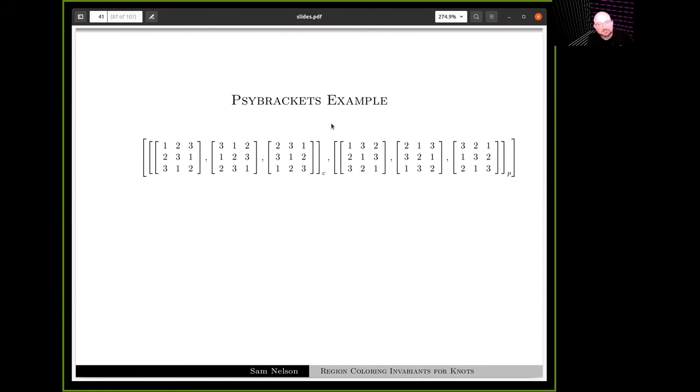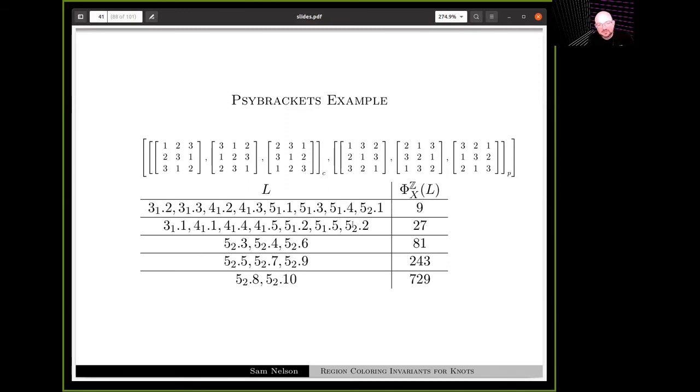So here's an example of a psi bracket. This three tensor over here is the classical crossing operation, and then this three tensor over here gives us the pseudo slash singular tri-bracket operation. So just with this one small three-element example, we're able to sort the list of all pseudoknots with up to 10 crossings into these five bins based on how many colorings they have. This one is not a complete invariant, but it's just one very small finite example. There are infinitely many different psi brackets with infinitely many different sizes.